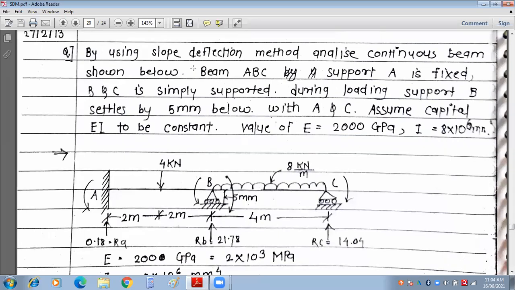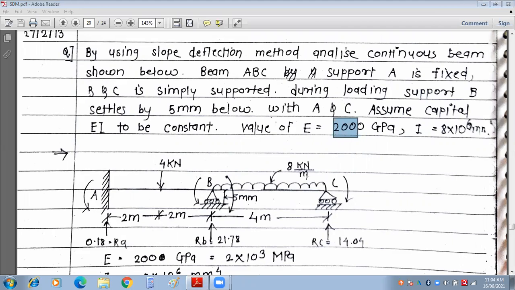By using the slope deflection method, analyze the continuous beam shown below. Beam ABC, support A is fixed, B and C simply supported. During the loading, support B settles by 5 mm below A and C. Assume EI to be constant. E is 200, wrongly written over here as 2000, it is 200 gigapascal, and I is equal to 8 into 10 raised to 6 millimeter raised to 4.